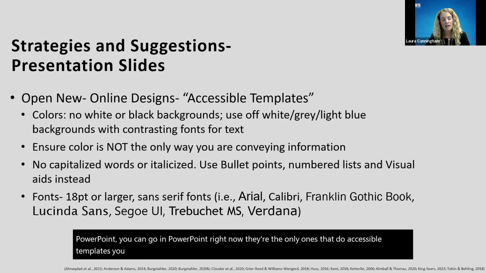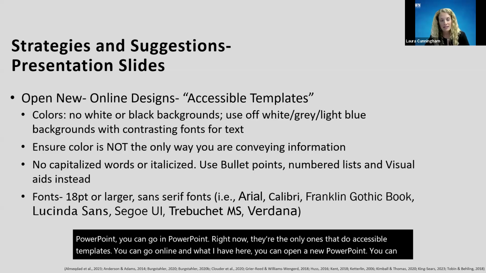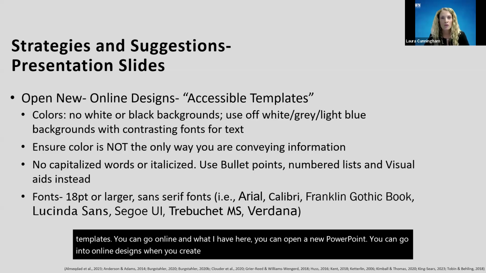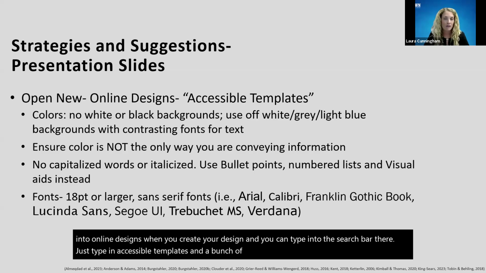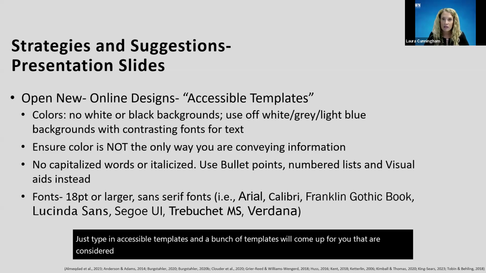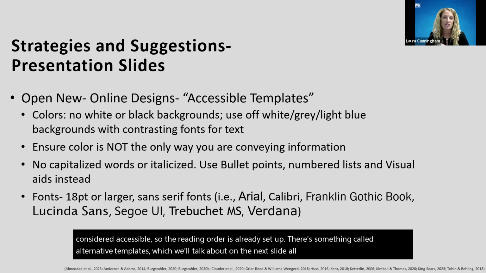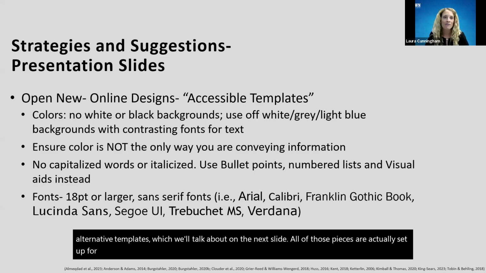You can go online, and what I have here, you can open a new PowerPoint, go into online designs when you create your design, and type into the search bar "accessible templates," and a bunch of templates will come up that are considered accessible. The reading order is already set up. There's something called alternative templates, which we'll talk about on the next slide. All of those pieces are set up for you, so you don't have to go in and make sure everything is accessible. This PowerPoint is in an accessible template from PowerPoint as well.